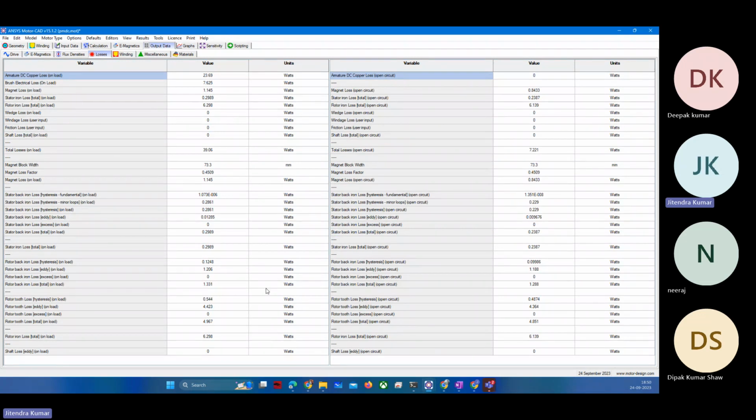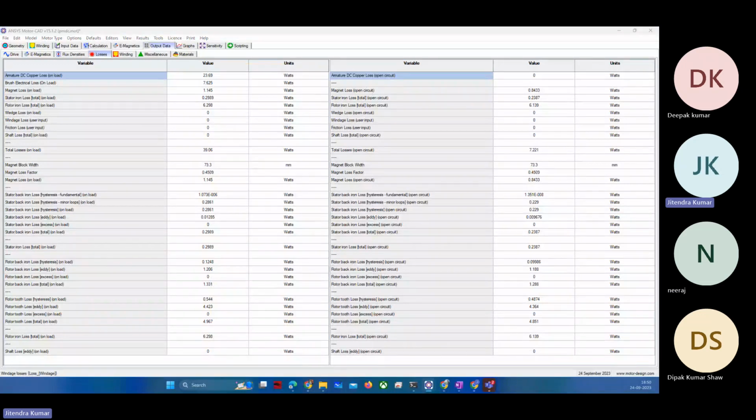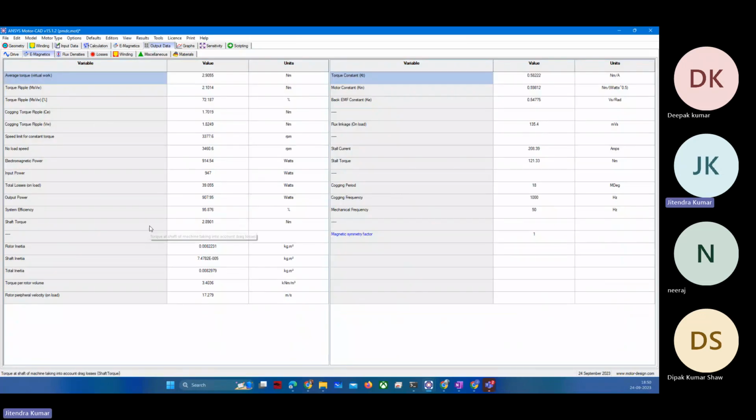You can see this software will provide detailed analysis of how much losses are happening and where they are occurring, right? You can see the DC copper loss. First, let me show you some output. This design has been done for near 1 kilowatt, 1000 watt, right? So input power is near 950 watt, and output power we are able to achieve is 907.95 watt. If you see the efficiency of the system, it is above 95%, which is very good. For this power level, this efficiency is very good.